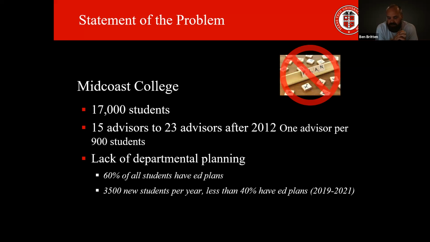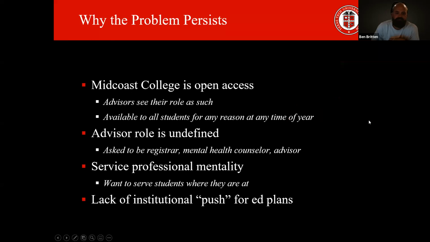However, prior to 2012, about 50% of the students on campus had ed plans. Now, only about 60% of them do. There's about 3,500 new students every year. And the most recent cohort of students that has been at Mid-Coast College for 2 years, of that, only 40% of those students have educational plans. So the real problem here is a lack of institutional planning within the advising department. And a symptom of it is that students don't have ed plans as a result of this lack of planning.